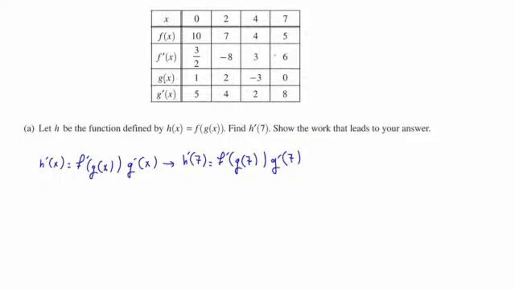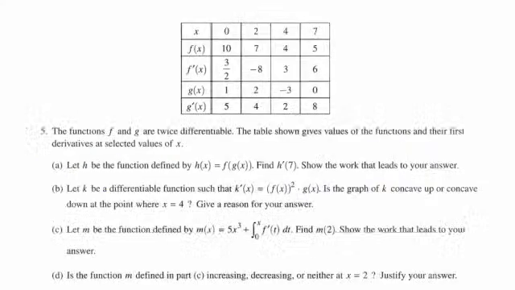G of 7 is 0, so it will be f prime of 0 times g prime of 7, which is 8. F prime of 0 is 3 over 2, so it will be 3 over 2 times 8. We can cancel 2, it will be 3 times 4, 12.